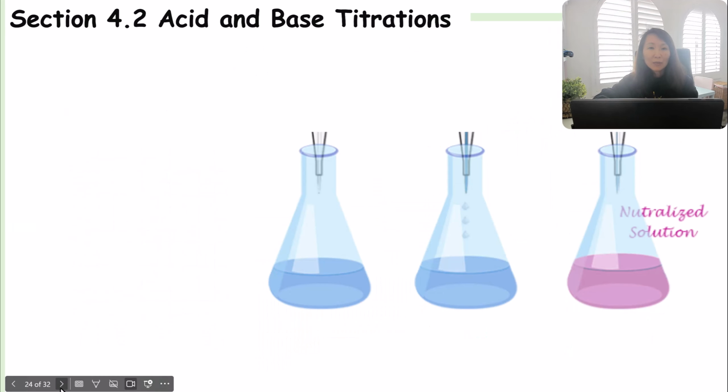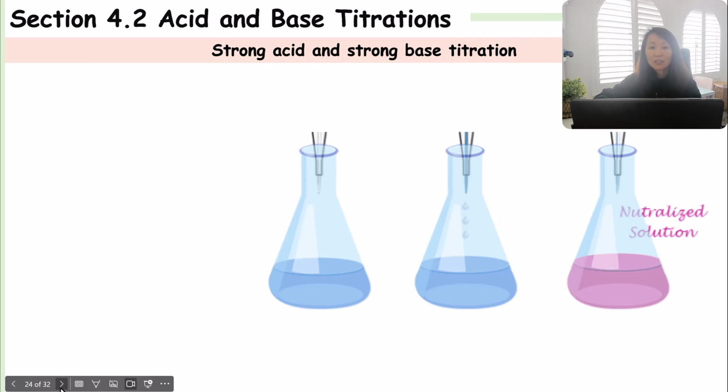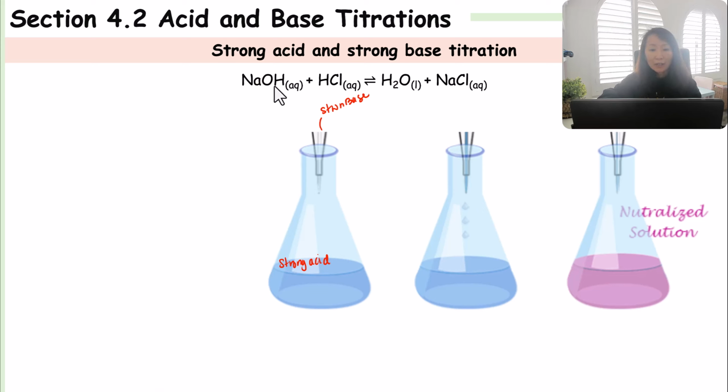Now, I want to go a little deeper into this concentration, and I want to target the strong base, strong acid titration. So what do I mean by strong acid? In this flask is going to remain a strong acid. And what you're titrating in, the addition, is the strong base. So something like this, NaOH and then HCl coming in.